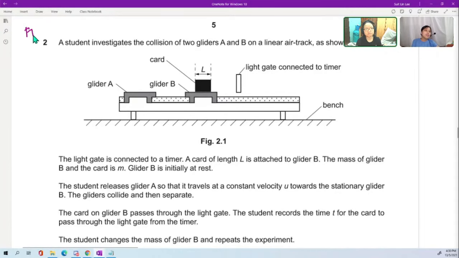Okay, this is Feb March 21, paper 52, question 2, the data analysis one where they give you numbers and you plot a graph and find the things. So read the question first.